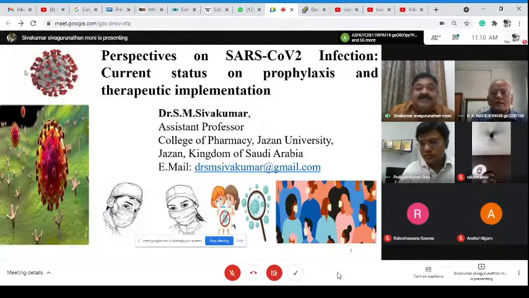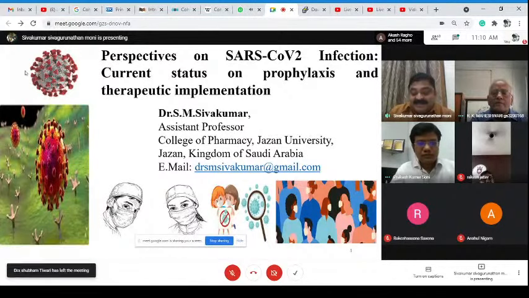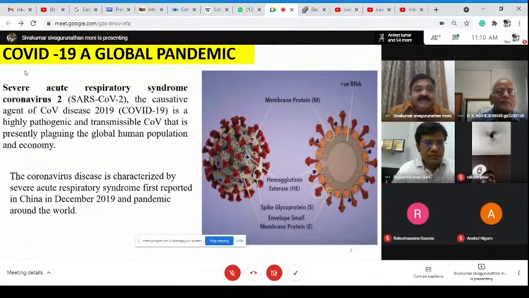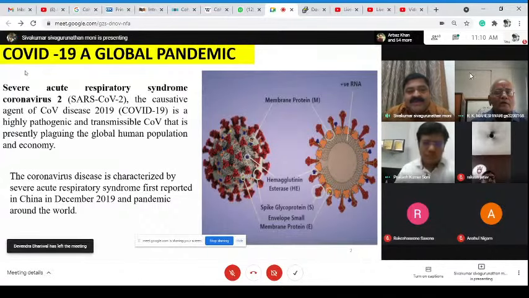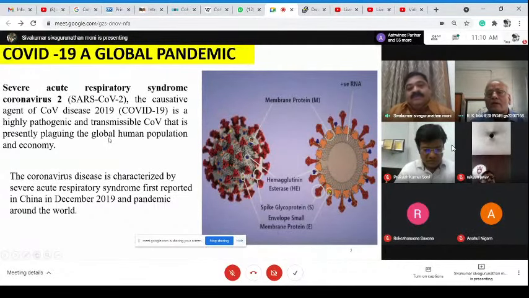Still now, there is no other infection that has created such sufferings to human beings. So the SARS-CoV-2 infection attracts all the people. What is the status of the present situation? As you know, severe acute respiratory syndrome is caused by coronavirus, severe acute respiratory syndrome coronavirus 2, which leads to severe pathogenicity, and was first reported in China in December 2019, and became a pandemic around the world soon after.